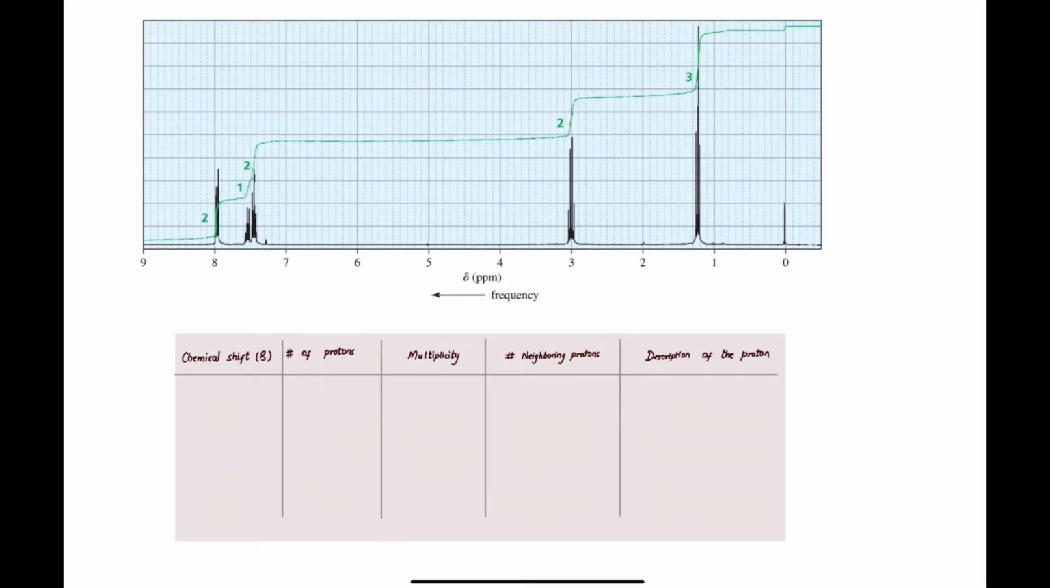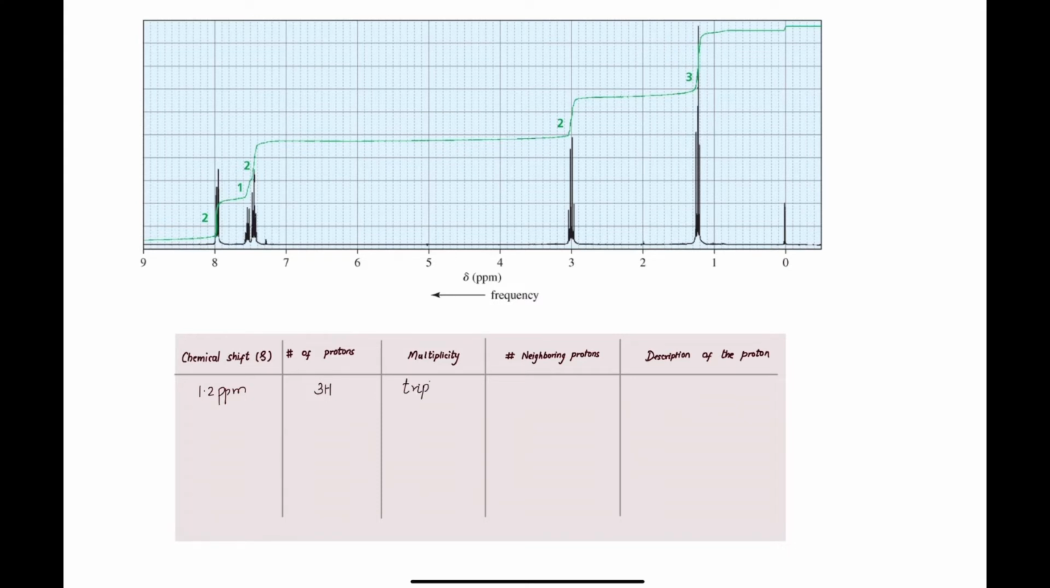Now we already have some idea about the compound, but it's always best to complete this table. So let's fill this up. We have one peak right here, at about 1.2 ppm. So let's write it down: 1.2 ppm. And the total number of protons here is 3 hydrogens.